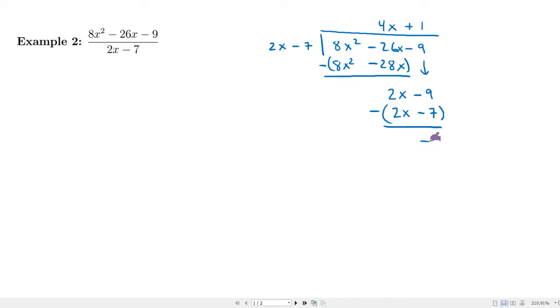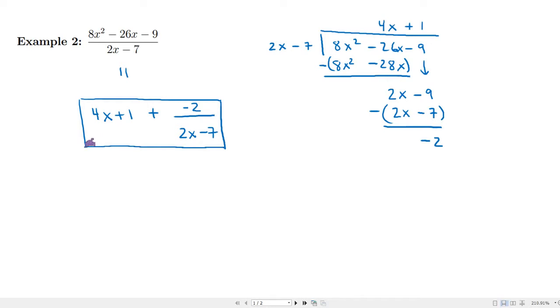that'll be negative 2. Okay, so all this work here, what's up here is the answer, the 4x plus 1, and then we have to add the remainder. The remainder is minus 2 divided by the denominator, 2x minus 7.